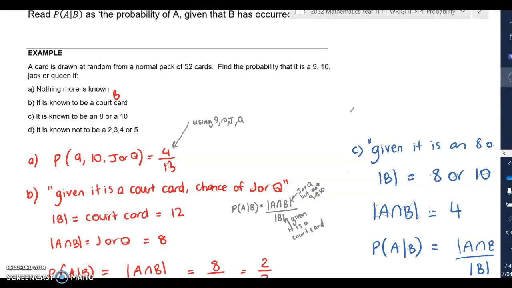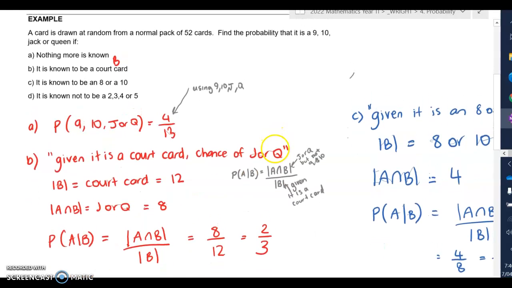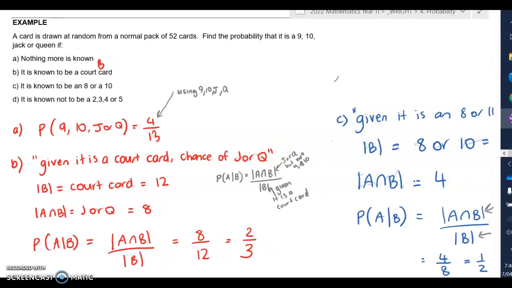So we're still finding the probability that it is a 9, a 10, a Jack, or a Queen, but part B says it is known to be a court card. So that's our extra information. That's our part B. That's the given. That's our proviso bit. So, known to be a court card. Well, how many court cards are there out of 52? We've got a Jack, a King, or a Queen in each of our suits. That's 3 cards. We've got spades, clubs, diamonds, and hearts. So 4 times 3 is 12. So 12 of those cards fall into the given B part.